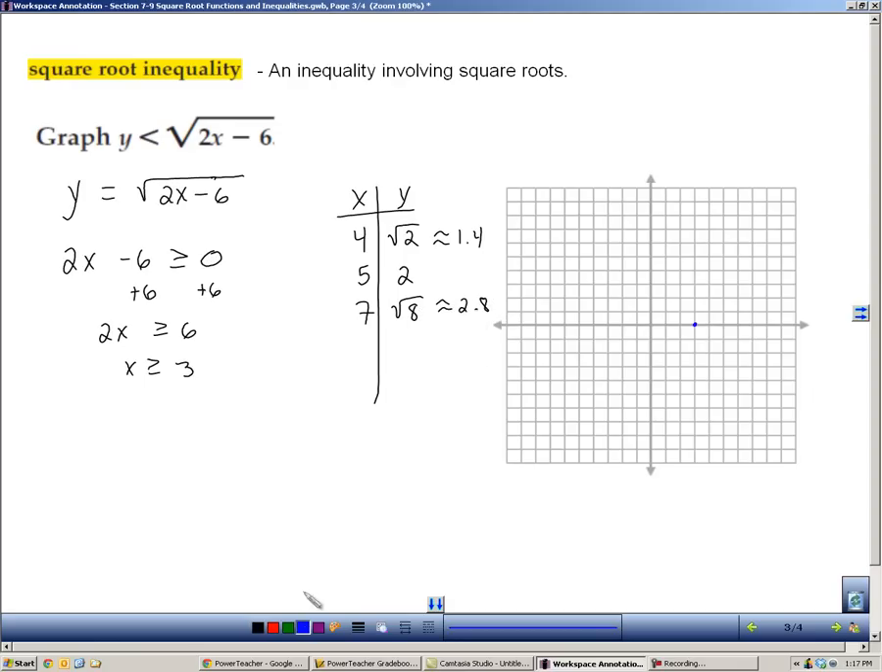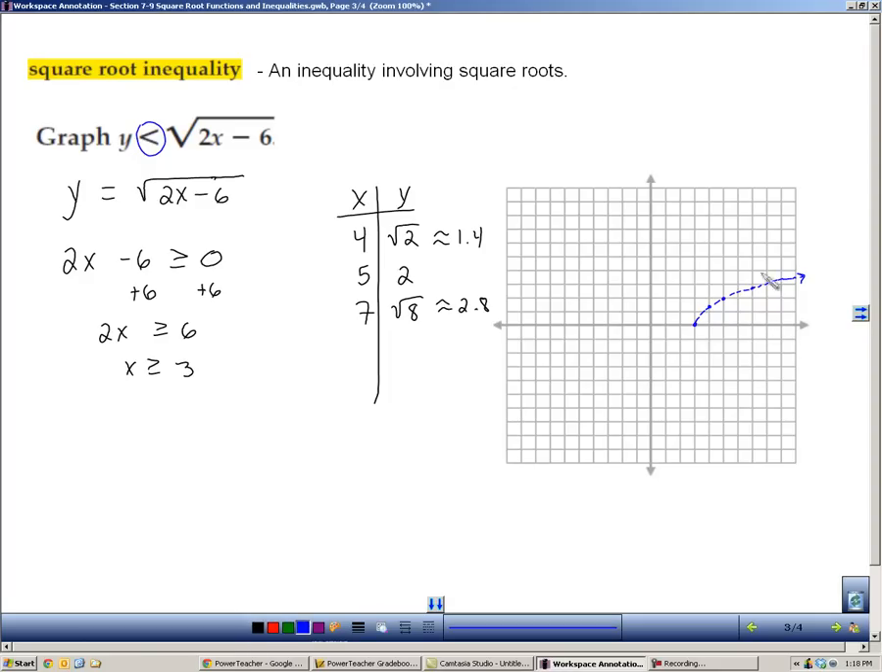So we'll graph those and get a sketch. Here's (4, 1.4), (5, 2), (7, 2.8). And we'll sketch this. Now when we sketch it, we're going to sketch it using a dotted line because we're talking about a boundary line. So this will be a dotted line, which means the line itself will not be included. But now we have to figure out shading.